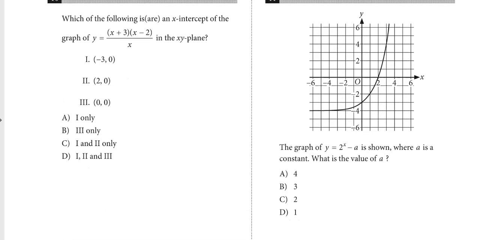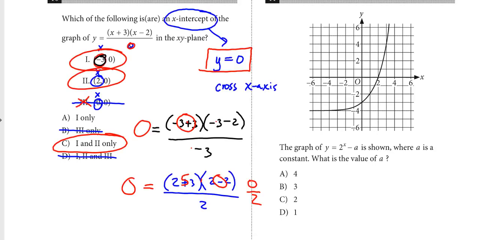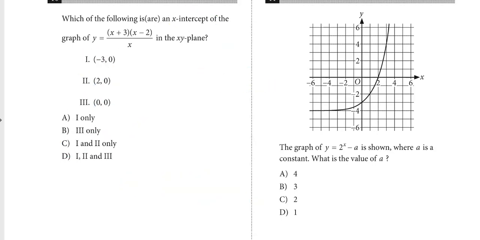Number 11, the graph of y equals 2 to the x minus a is shown where a is a constant. What is the value of a? So depending on your knowledge here, you could use transformations. But I'm just going to kind of look at this graph. And this is kind of just a straight up algebra way.